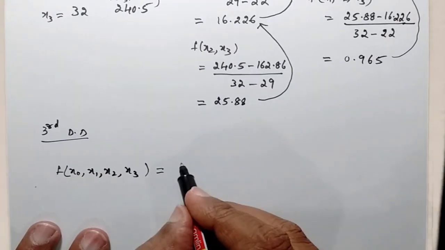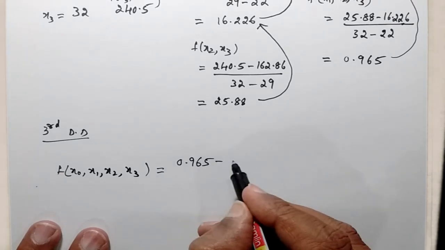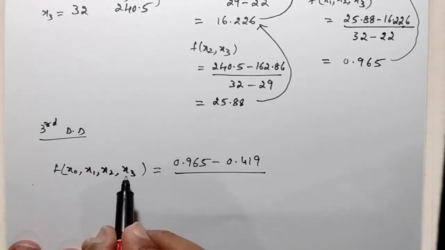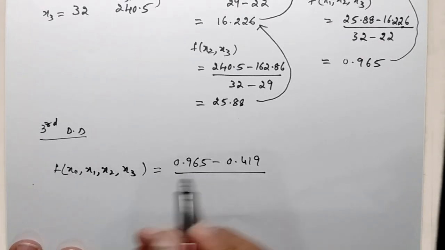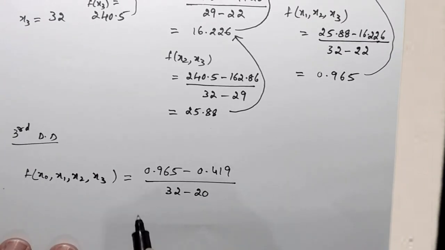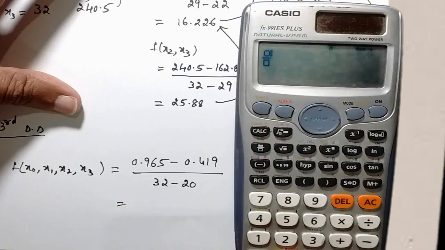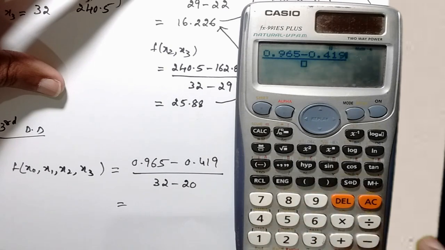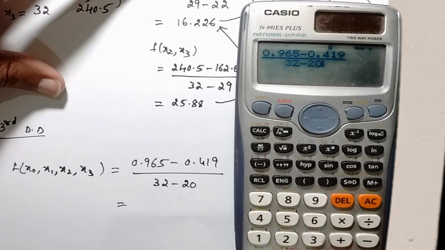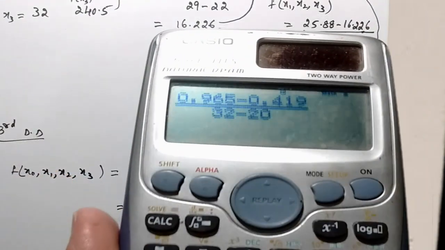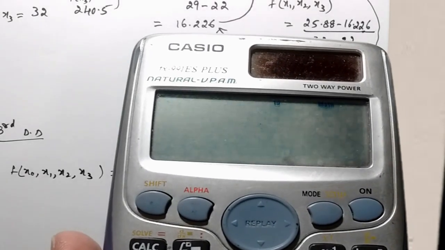So what are the values? Second value is 0.965 minus 0.419 divided by final value minus the initial value, x3 minus x0. x3 value is how much? 32 minus x0 value is 20. So you can use the calculator once again. And check what I have typed there. You're able to see. So I'll just press equals to sign there.